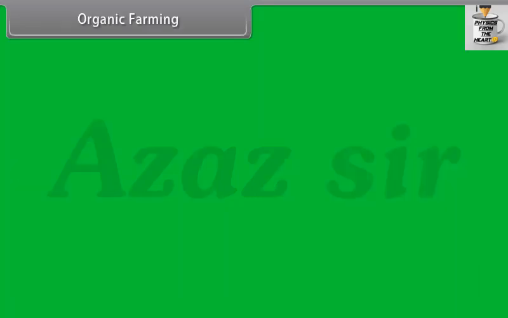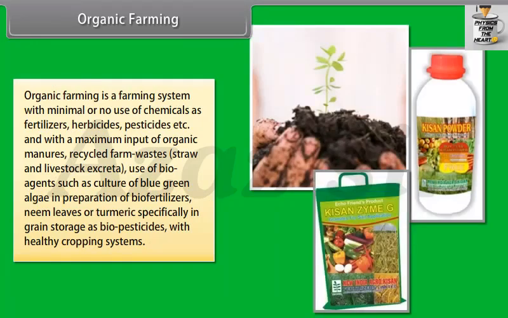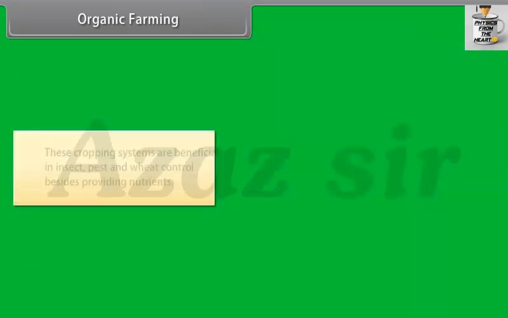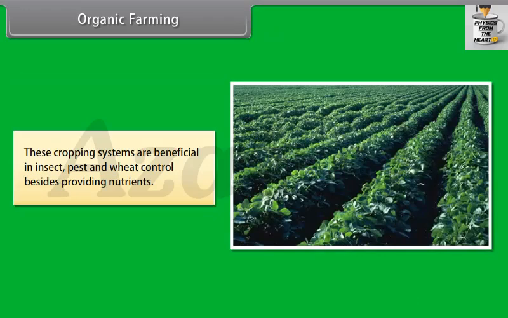Organic farming. Organic farming is a farming system with minimal or no use of chemicals as fertilizers, herbicides, pesticides, etc., and with a maximum input of organic manures, recycled farm wastes, straw and livestock excreta, use of bioagents such as culture of blue-green algae in preparation of biofertilizers, neem leaves or turmeric specifically in grain storage as biopesticides with healthy cropping systems. These cropping systems are beneficial in insect, pest, and weed control besides providing nutrients.